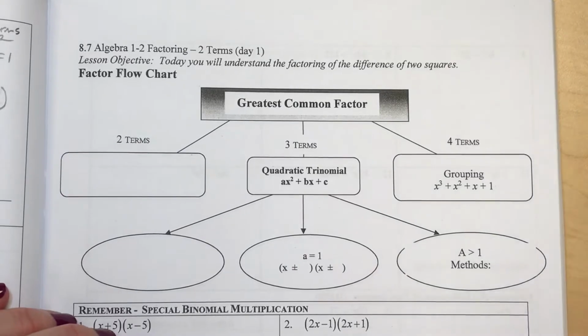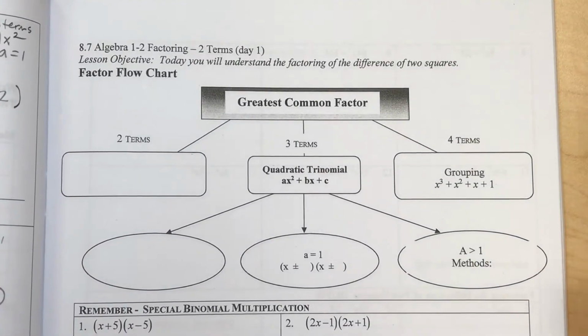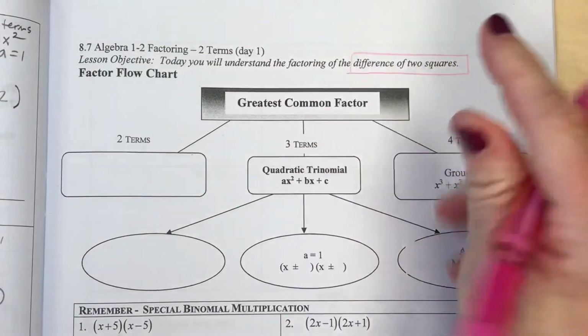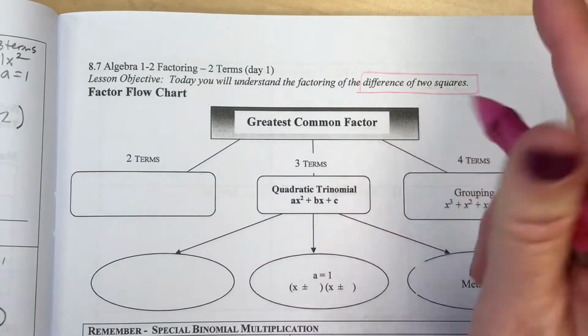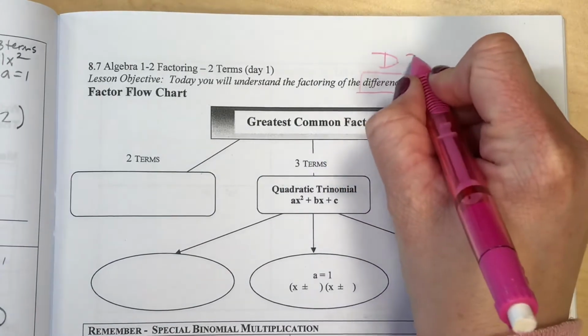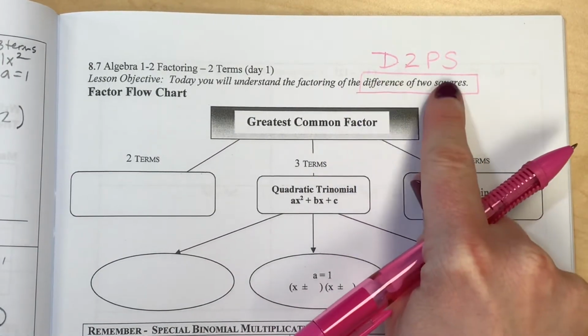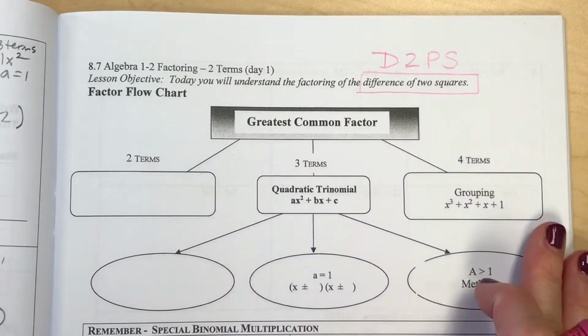In this video, I'm going to show you how to factor what is called the difference of two squares. You might see this abbreviated in your notes like this: difference of two perfect squares. So if you see that, that's what that stands for. So you're going to have a perfect square minus a perfect square.